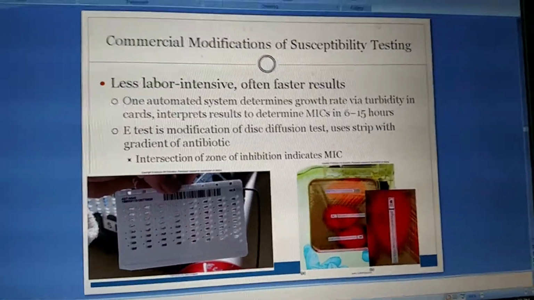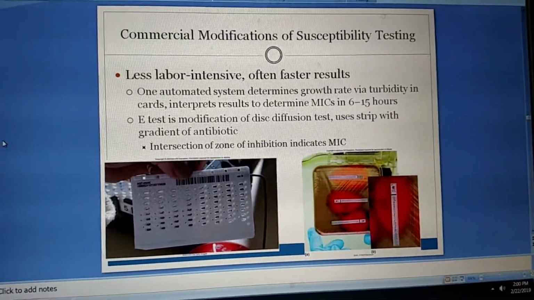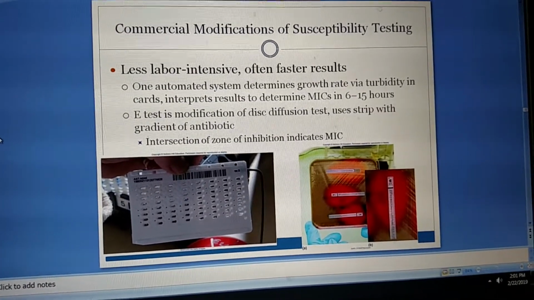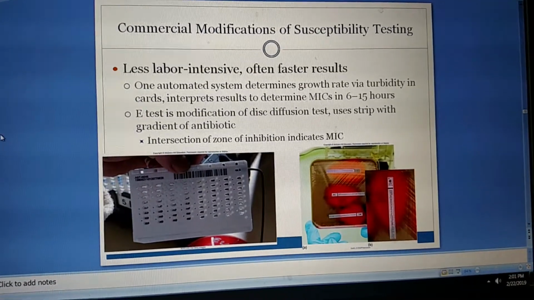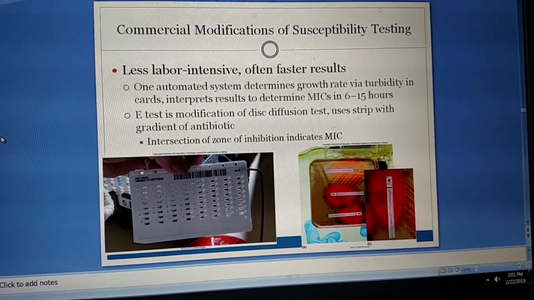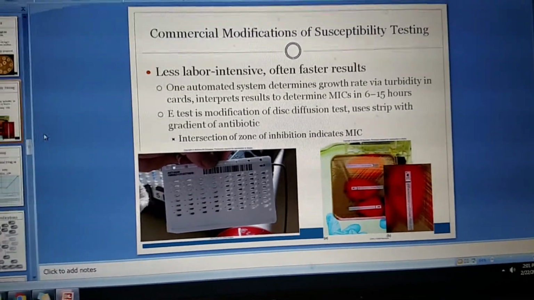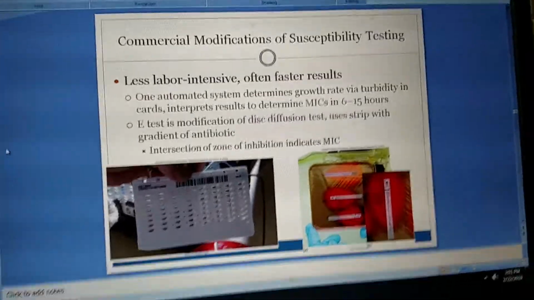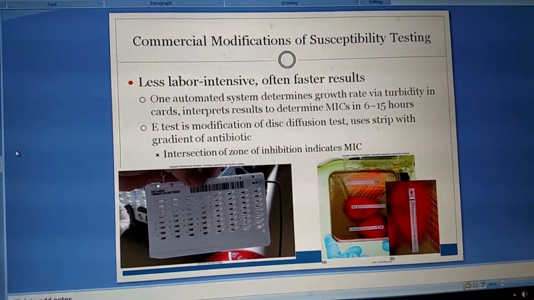Now, we have commercial modifications of these tests. So we actually have growth rate turbidity cards that can actually do results similar to MICs in like a third of the time. We also have the E-test, which is a modified disk diffusion test. You actually have a strip that has gradients of antibiotics, and basically where the zone of inhibition intersects with the gradient, it lets you know what the MIC is.